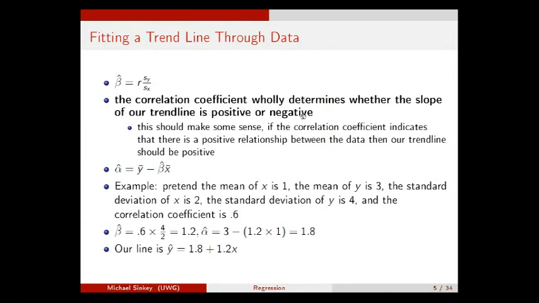The intercept, I take the mean of y, which is 3. I subtract the slope, which is 1.2, times the mean of x, which is 1, and I get 1.8 as my intercept. What is my line? It's 1.8 plus 1.2x. Okay, so if I'm starting to draw the line, I start at 1.8 and I go up 1.2 over 1, but I think it's more reasonable just to draw it through the mean of x and the mean of y.